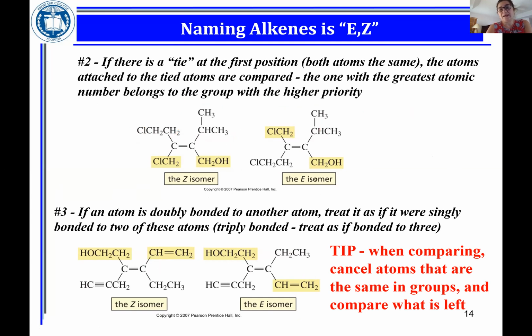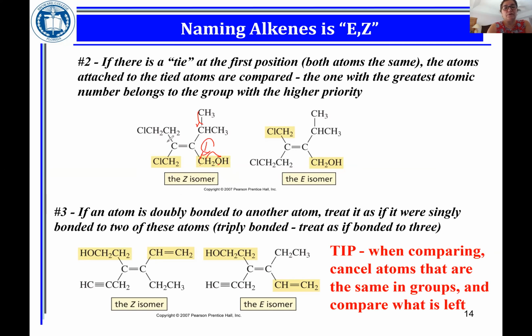If the groups are not exactly the same, how would you determine the priorities? It's the first element that is attached to the carbon double bond. If you have a tie, so you have a carbon here and a carbon, so you cannot decide based on these two, then you move a bond further away. This one is attached to carbon, this one is attached to oxygen. Oxygen takes priority over carbon, so you get the high priority for this group here.